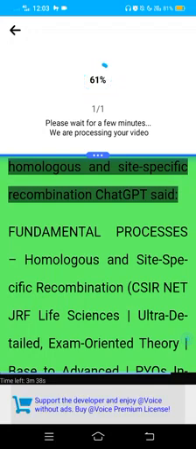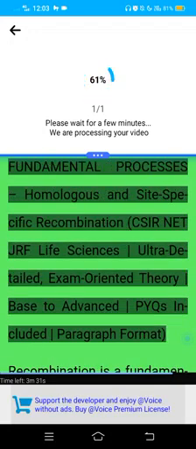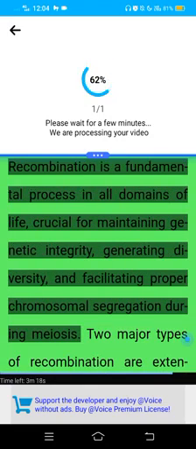Homologous and site-specific recombination. Fundamental processes. Homologous and site-specific recombination. CSIR NET JRF Life Sciences. Ultra-detailed, exam-oriented theory based to advanced PYQs included, paragraph format. Recombination is a fundamental process in all domains of life, crucial for maintaining genetic integrity, generating diversity, and facilitating proper chromosomal segregation during meiosis.